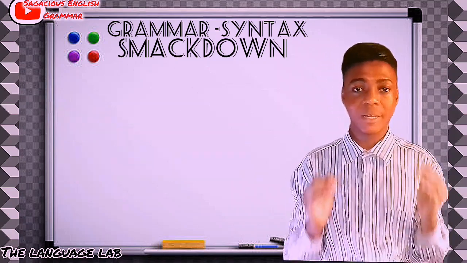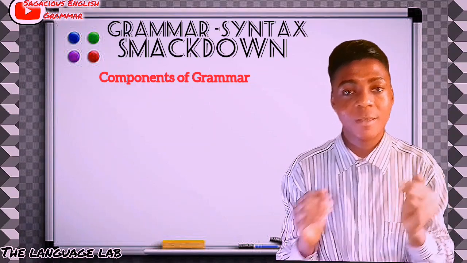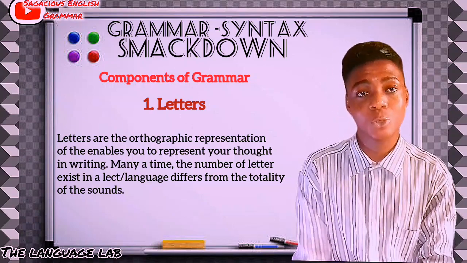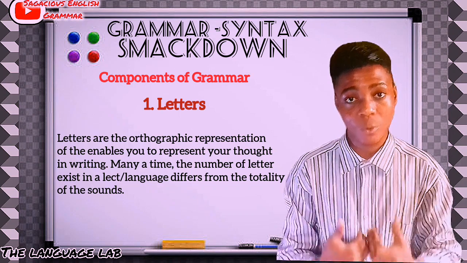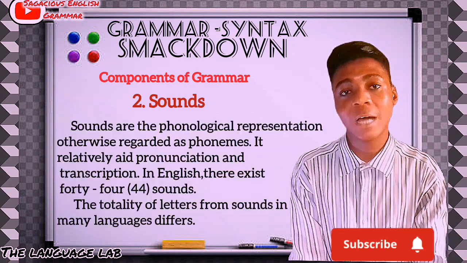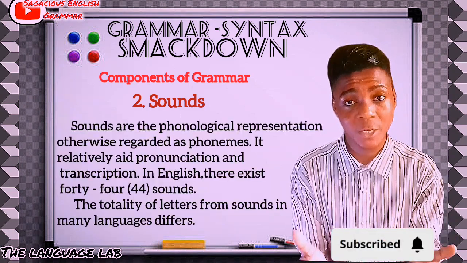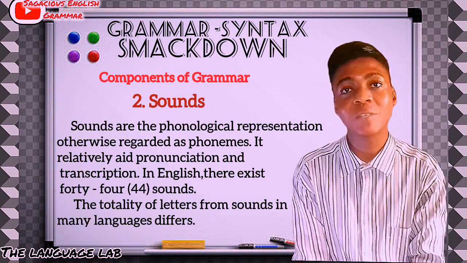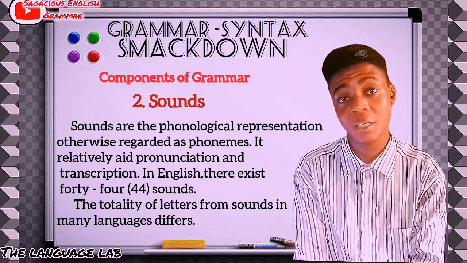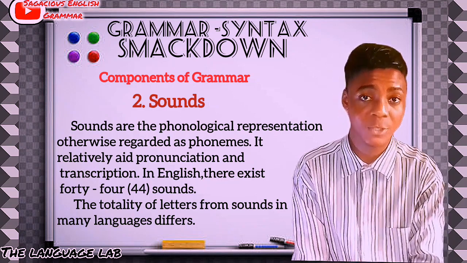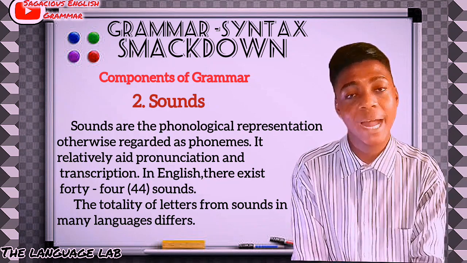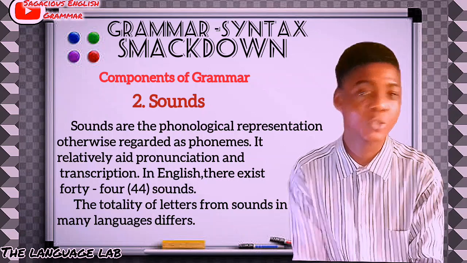Now, what are these things? Let me list them and explain a bit of them. Starting with letters. Letters are the orthographic representation that enables you to speak and represent your thought in writing. Likewise, you have sounds. The sound is quite different from letters. Sound is a phonological representation. It is a phoneme, okay? And the number of sounds in a language, specifically the English language I am speaking, which you could understand, is quite different from the number of letters. Do you get it?